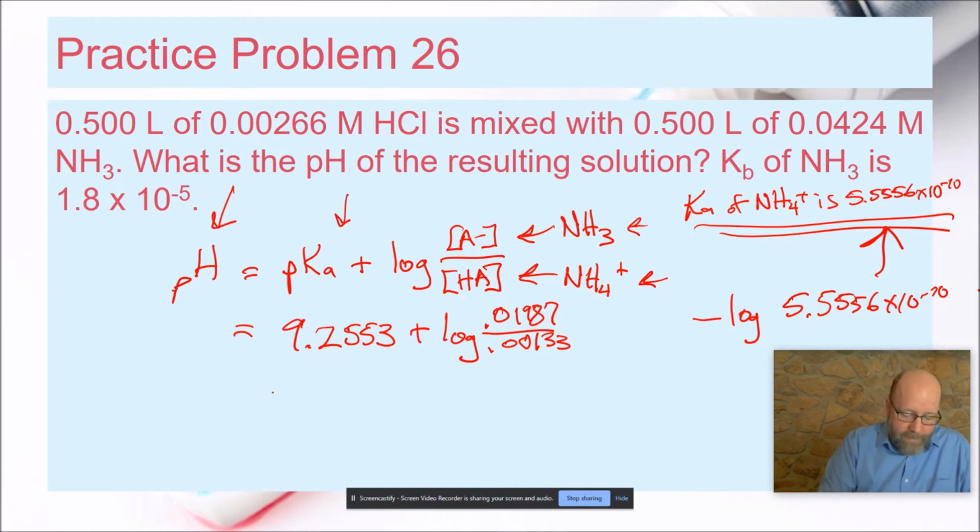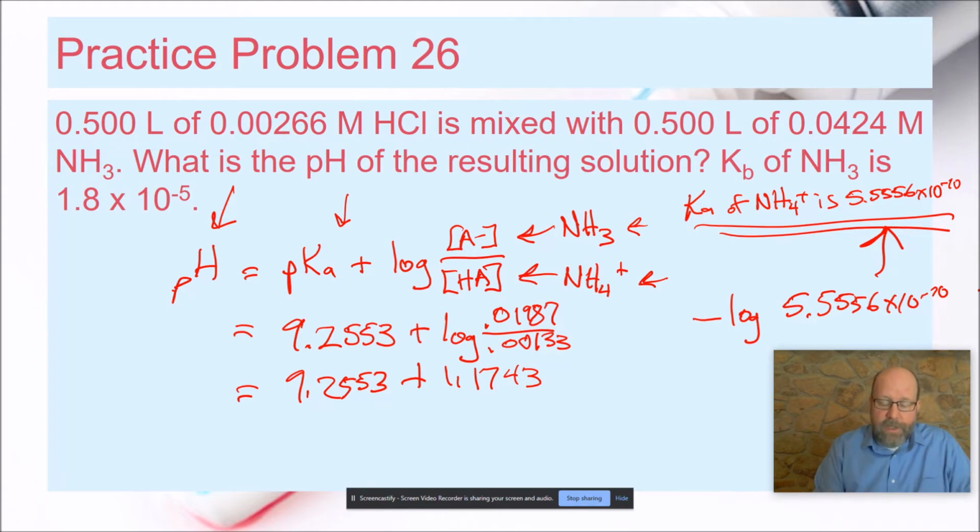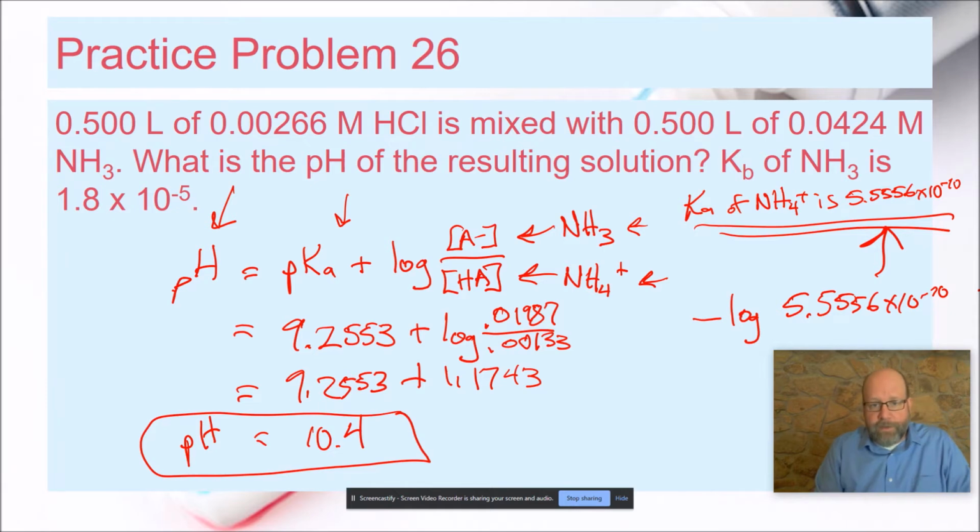We just kind of flipped it. So anyway, this is going to be 9.2553 plus, we'll get about 1.1743, I believe, when you calculate all that out. You do the division, and then you take the log of that value. And that'll get you about, let's see, I see 3 sig figs everywhere. Yeah, 3 sig figs is good. So from our data, 10.4 is going to be our pH. And that's what the question asked for, so that's our final answer.